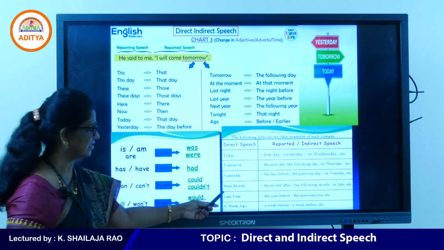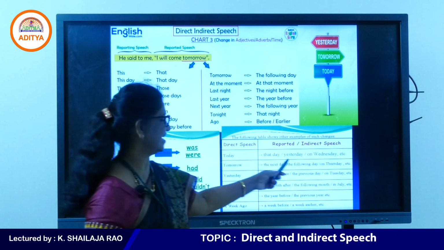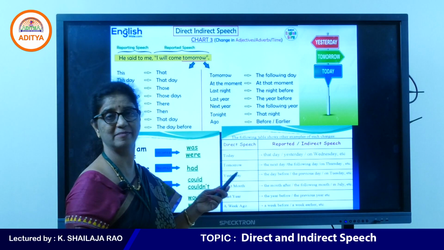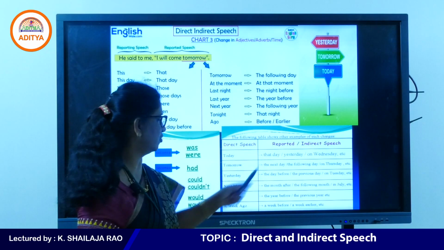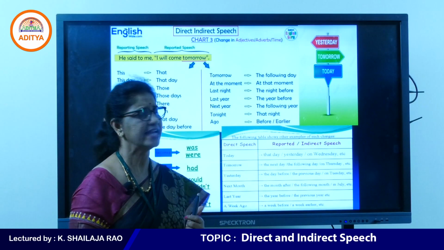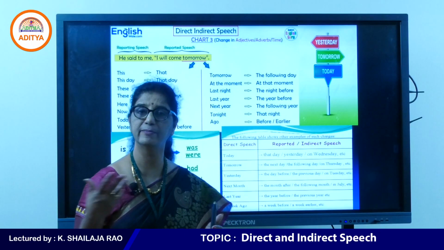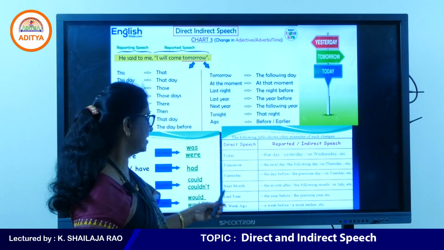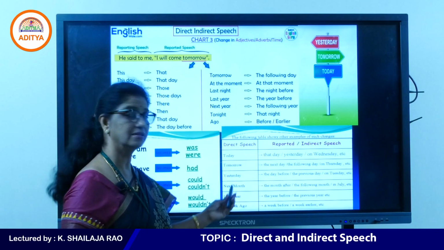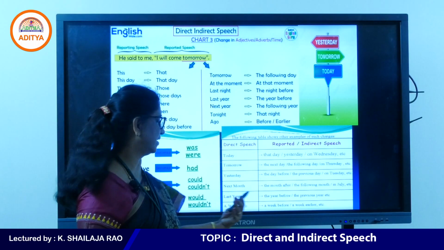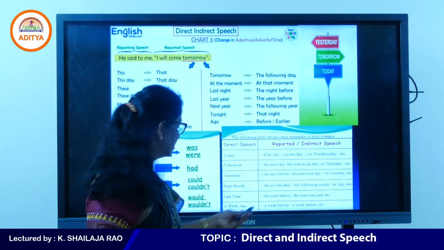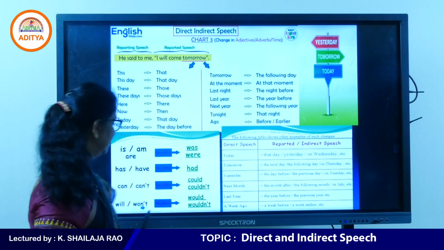So today, tomorrow, yesterday. Today we already saw becomes that day. Yesterday, or especially on Wednesday, if they mention some day, it stays exactly the same day. Tomorrow becomes the next day or the following day. Yesterday becomes the day before or the previous day. You can even say the previous day instead of the day before; the previous day would be more correct in some cases. Next month becomes the month after or the following month. Last month becomes the previous month, and last year becomes the previous year or the year before. A week ago becomes a week before or a week earlier.